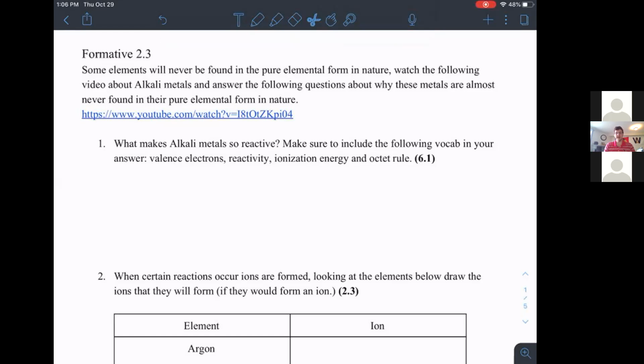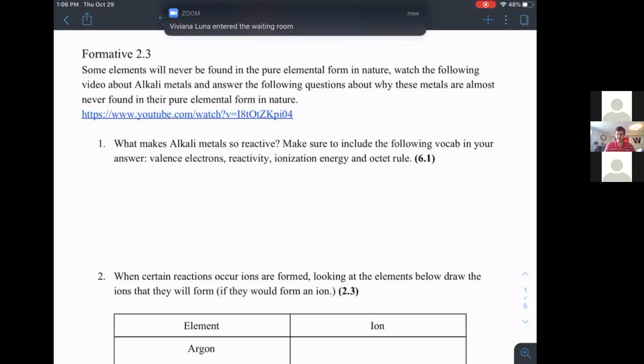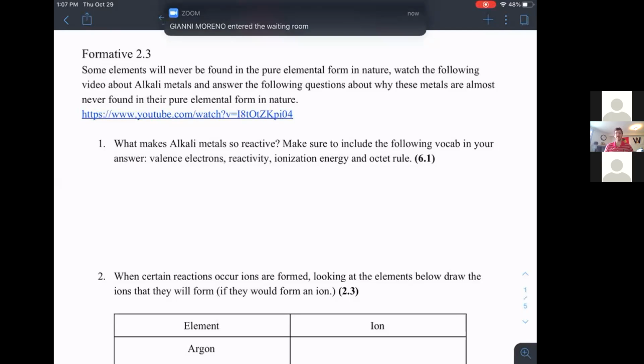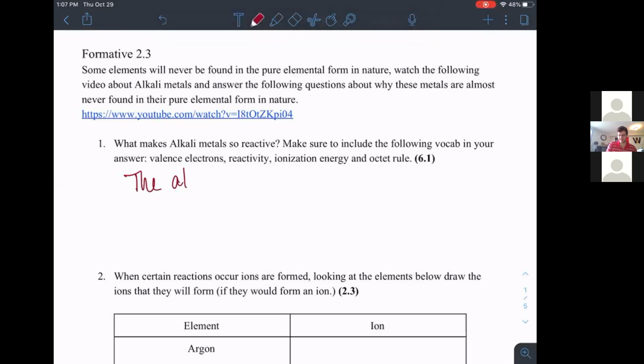So the first thing that this formative is about is what makes those alkali metals so reactive. You should be including those vocab terms: valence electrons, reactivity, ionization energy, and octet rule. Something that I was looking for here would have been about how the alkali metals have one valence electron.